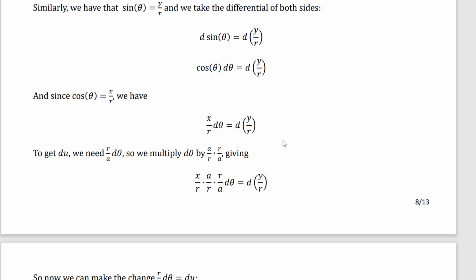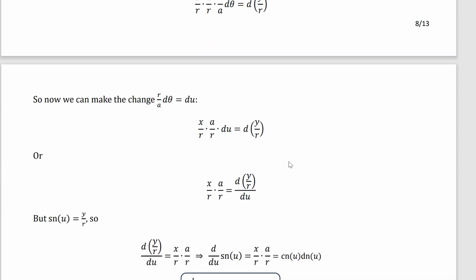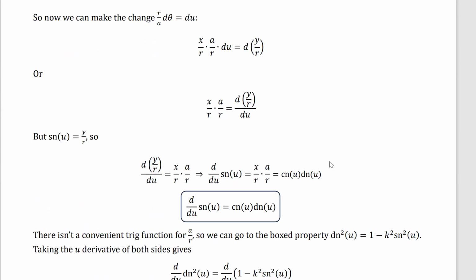Take the differential here, multiply by a over r and r over a, so that I have r over a d theta, which will be du. And then this, I have differential dy over r. And just quickly, we get dy over r. Once this becomes du, you divide, is these two things. So d du of sn u, x over r times a over r, which is cn u dn u, based on how we defined the Jacobi elliptic functions from the ellipse.